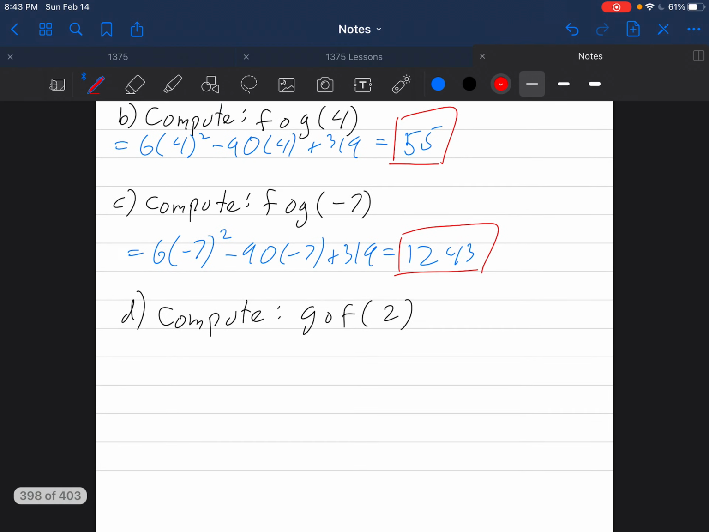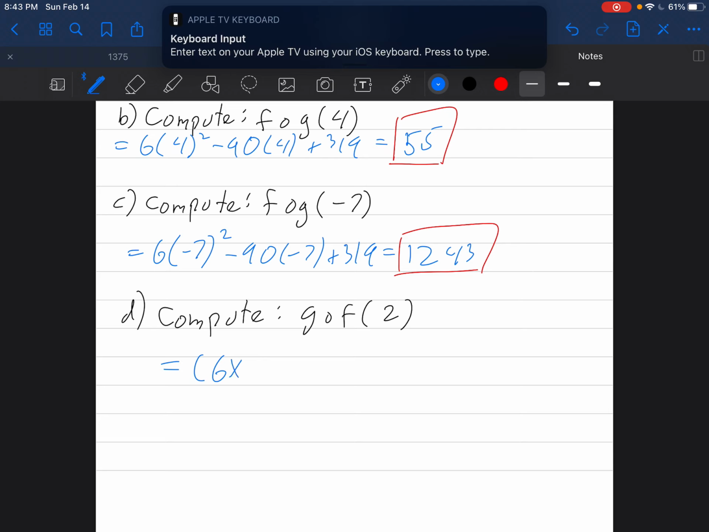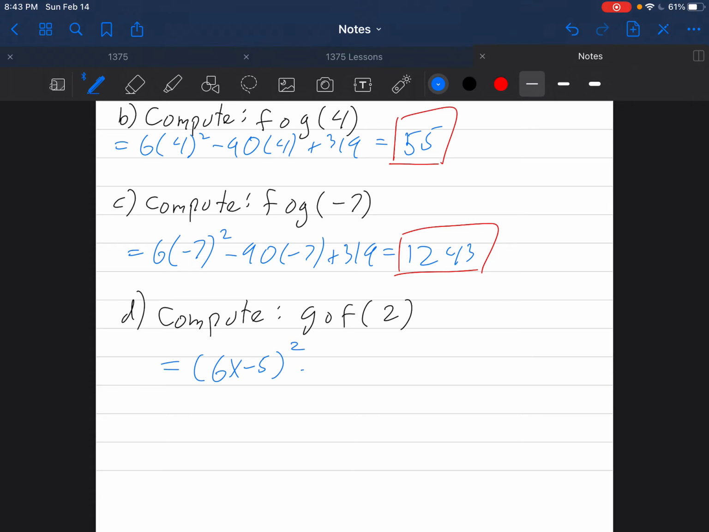So let's compute g circle f of 2. Computing g circle f of 2 means, remember, we did f circle g already, and we did not do g circle f. Those two are different. So let's take a look at what g circle f is going to look like. 6x minus 5 to the second power minus 15 times 6x minus 5 plus 54.